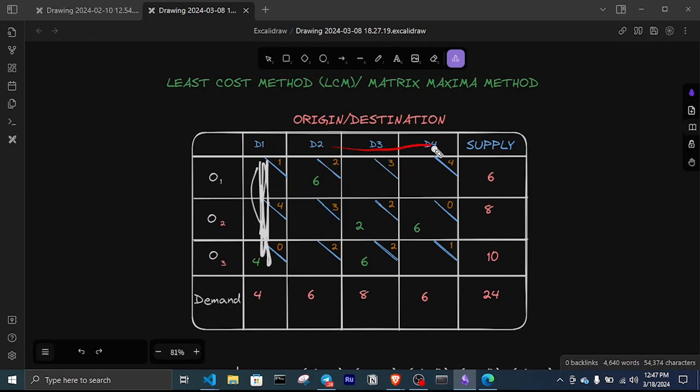And again, we are supposed to allocate as much as possible to this cell. How do we do that? Its demand side equals 6, and its supply side equals 8. We allocate the minimum value between 8 and 6 to that cell, which gives us the value 6.